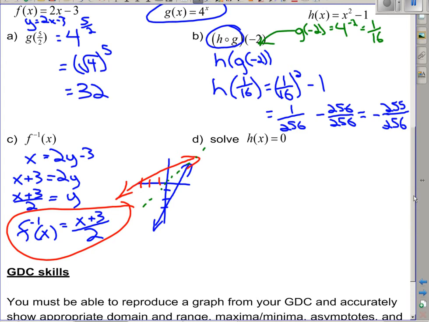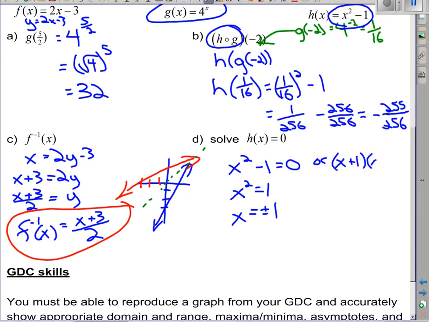Solve h of x equals 0. So this is different from putting in 0 for x. We're setting h of x, which was x squared minus 1, and setting it to equal 0. So you can say then that x squared equals 1. Remember, when you're taking the square root in an equation, you need to consider both the positive and negative possibilities. Another option here, which would save you from the possibility of missing that negative 1, would be just to factor x squared minus 1 and call it x plus 1, x minus 1, difference of squares, gives us solutions of negative 1 and positive 1.